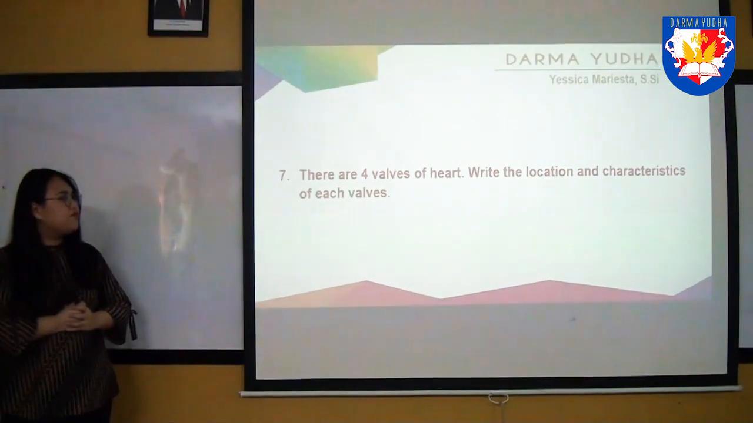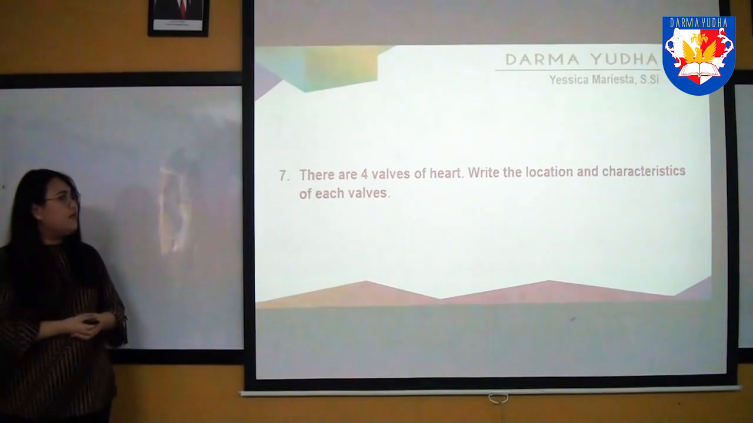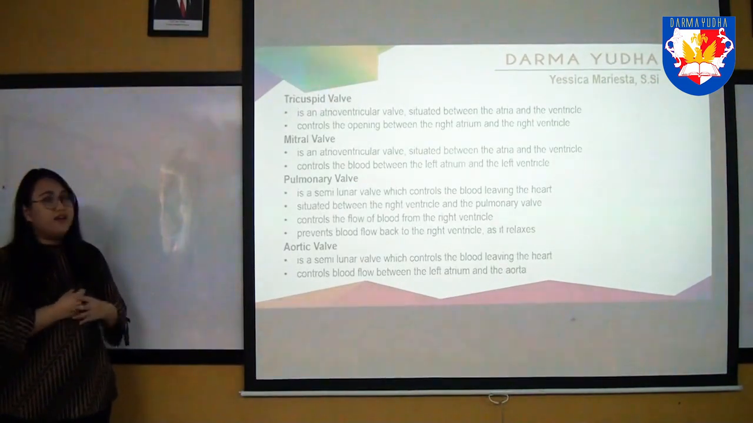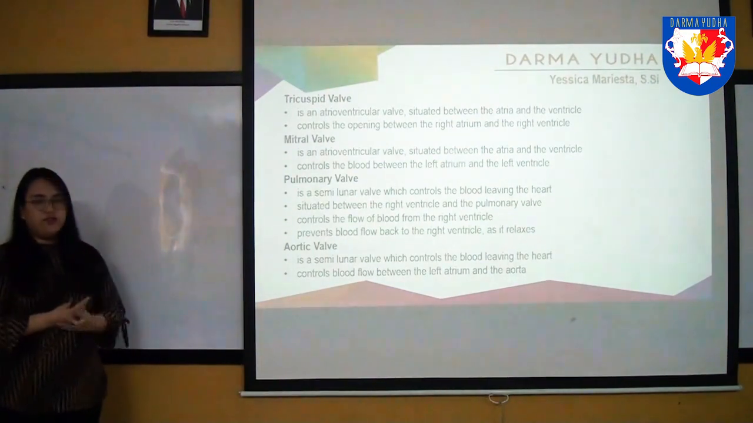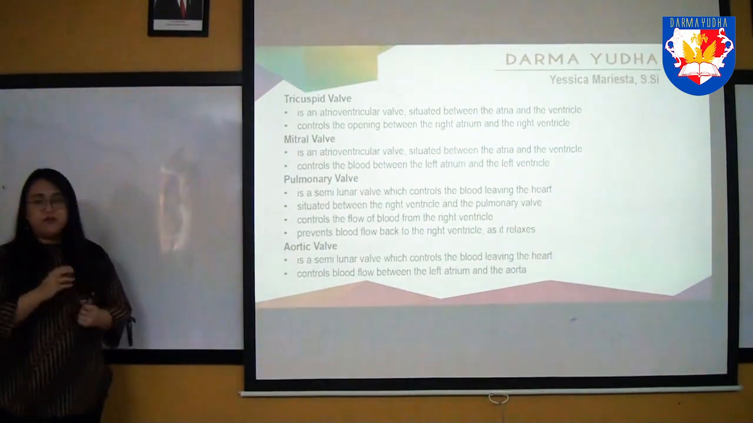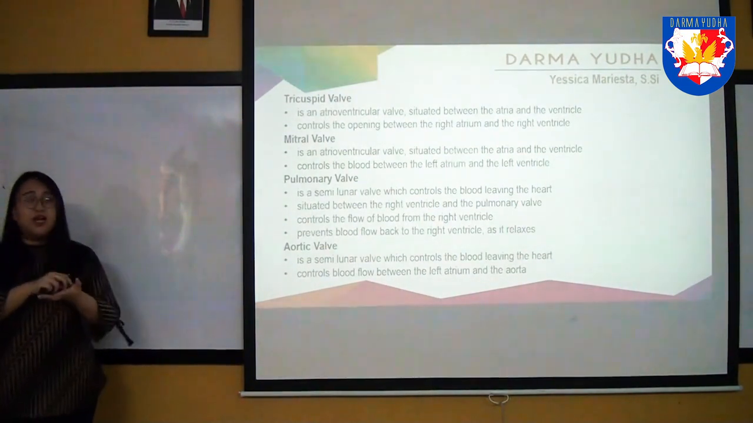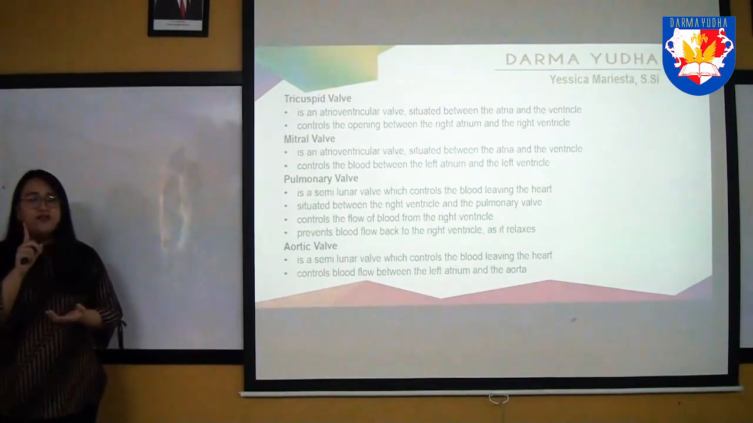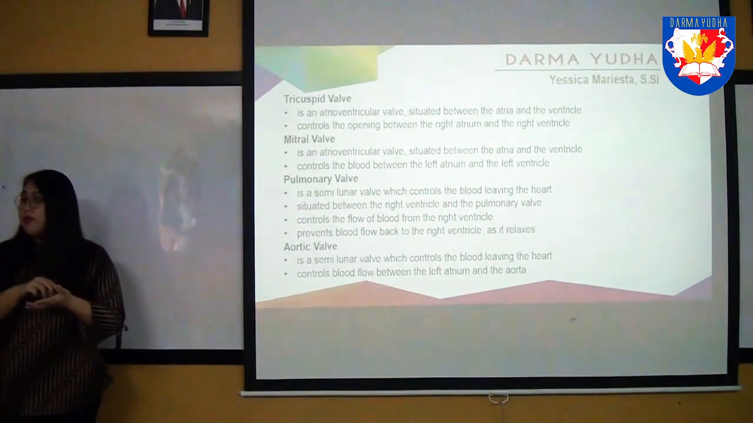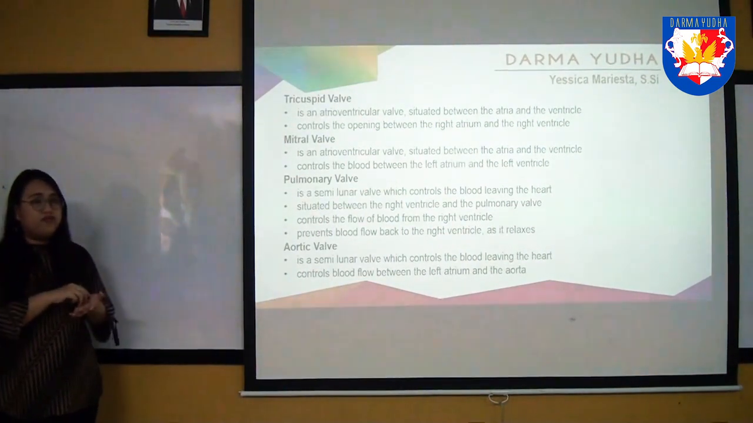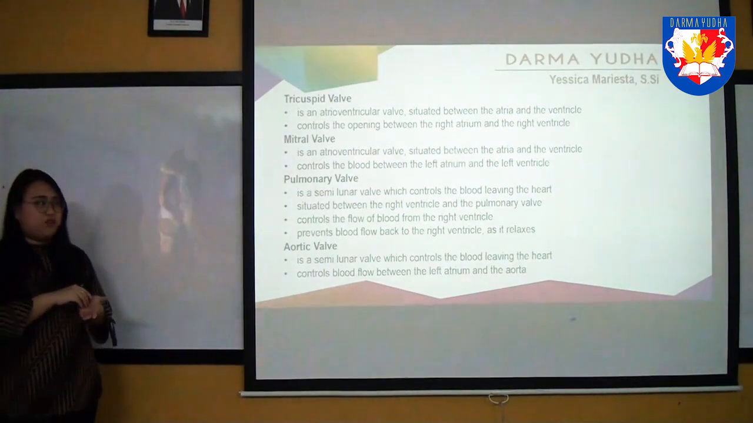Seven, there are 4 valves of the heart. Write the locations and the characteristics of each valve. There are 4: tricuspid valve, mitral valve, pulmonary valve, and aortic valve. The tricuspid valve and mitral valve are the atrioventricular valves, which are located between the atria and the ventricles. The tricuspid valve controls the opening between the right atrium and the right ventricle, while the mitral valve controls the blood between the left atrium and the left ventricle.